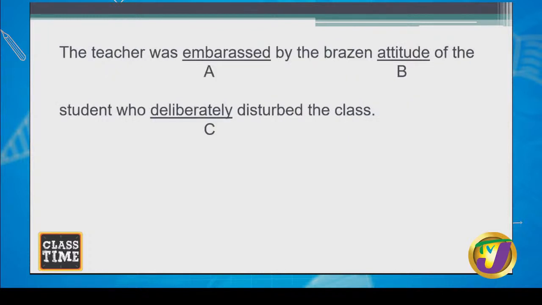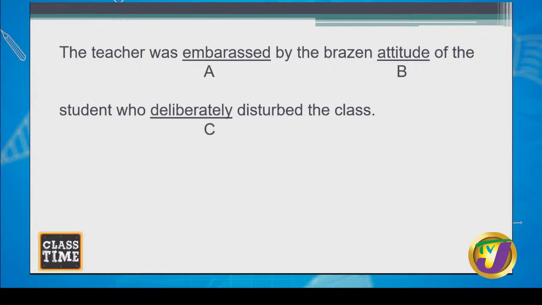The teacher was embarrassed by the brazen attitude of the student who deliberately disturbed the class. And yes, we feel embarrassed sometimes as well as angry. All right, so look at embarrassed. Look at attitude. Look at deliberately.